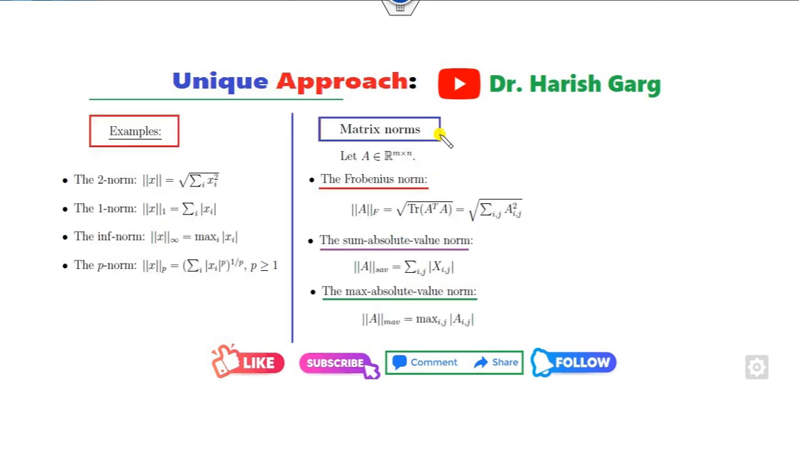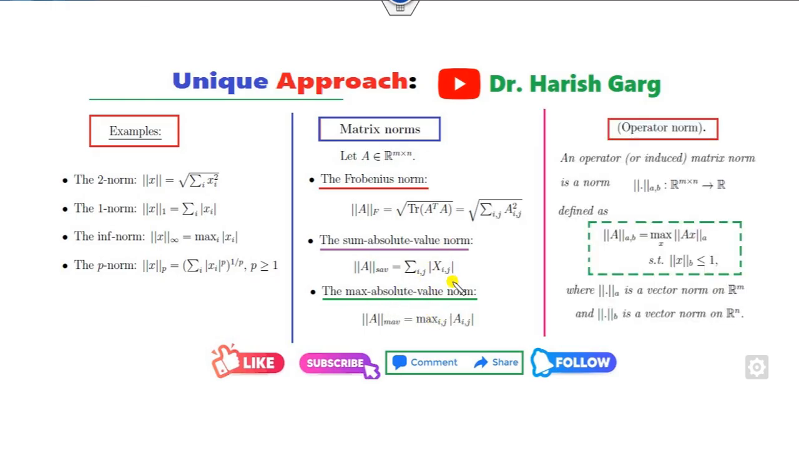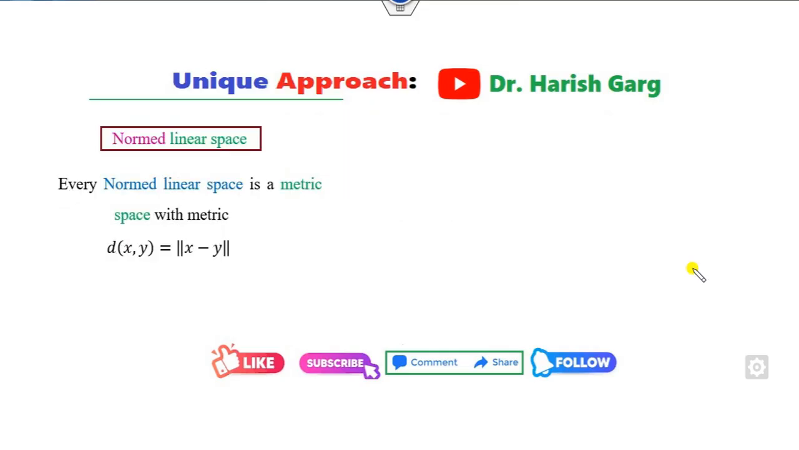If you are working on matrix theory, then the norm is defined like here. This is the root of the trace; TR is called the trace of the matrix. It is the sum of absolute values and the maximum of absolute values from here. If you are working on an operator, then the norm is defined like here: the maximum of norm of Ax provided the norm of x is less than or equal to 1.